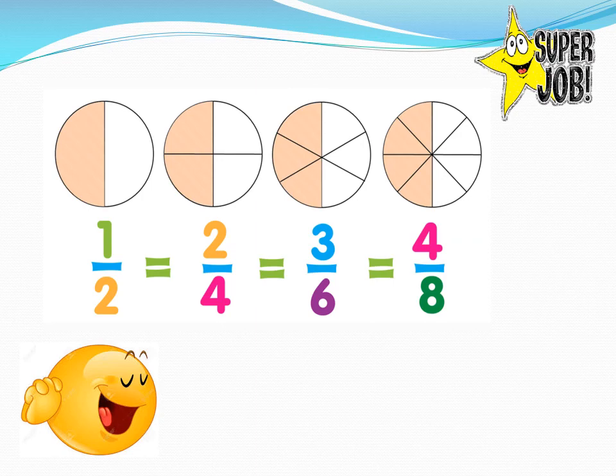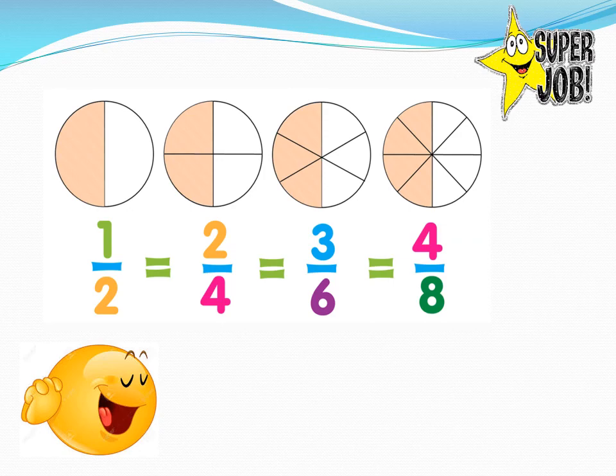So now we have 2 groups. So I will write under the line 2. And above the line, now we have how many groups are shaded? Excellent, we have now 1 group shaded. So we can say that 2 over 4 equals 1 over 2, or half.